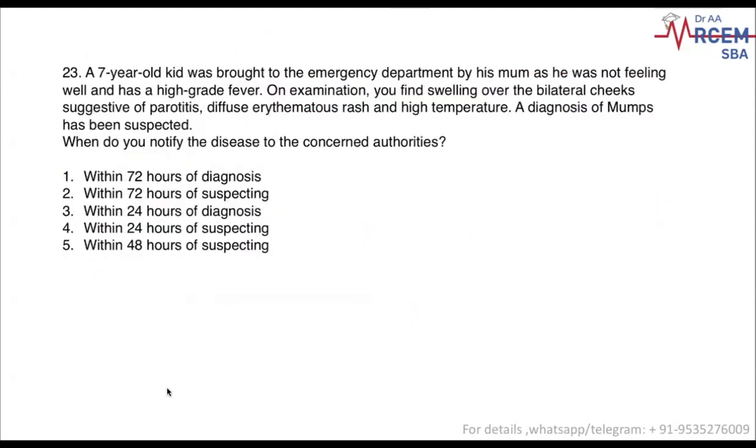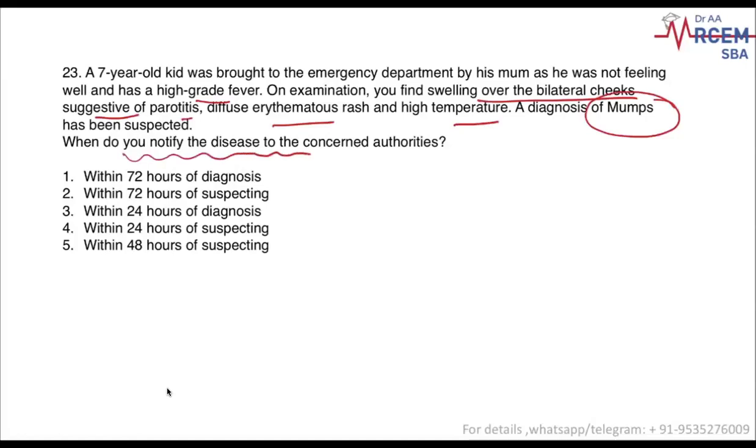A 7 year old kid was brought to the OPD by his mom as he was not feeling well and had a high grade fever. On examination, you find there is a bilateral cheek swelling suggestive of parotitis. There's a diffuse rash and high grade temperature, and you are suspecting mumps in this patient.